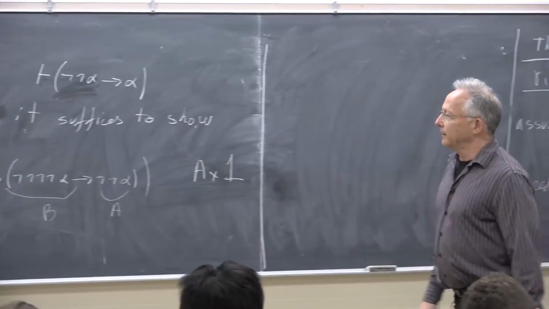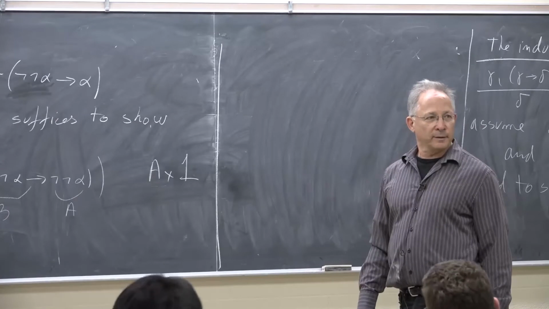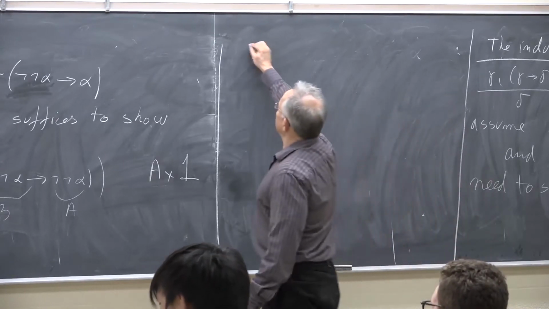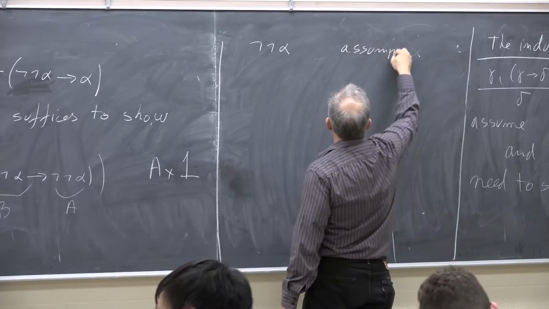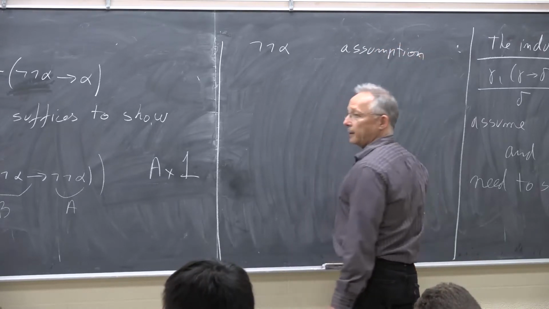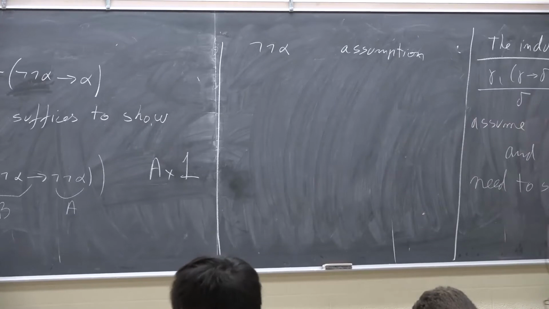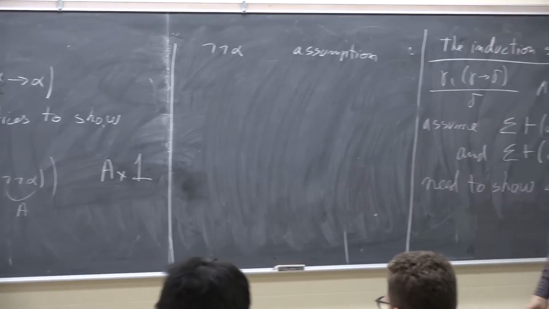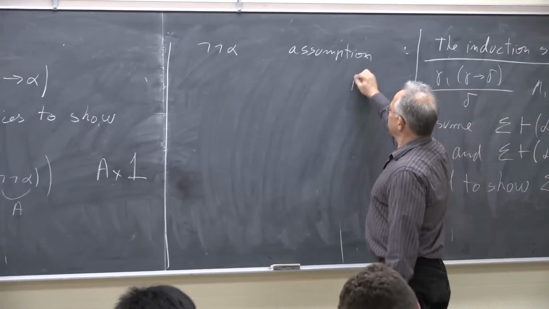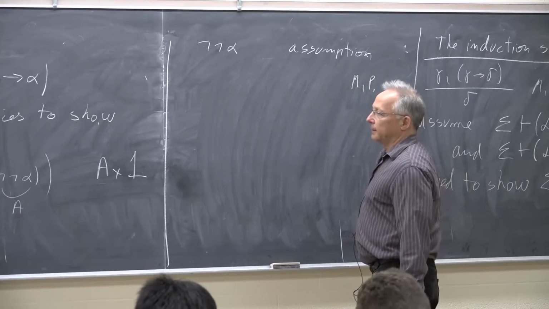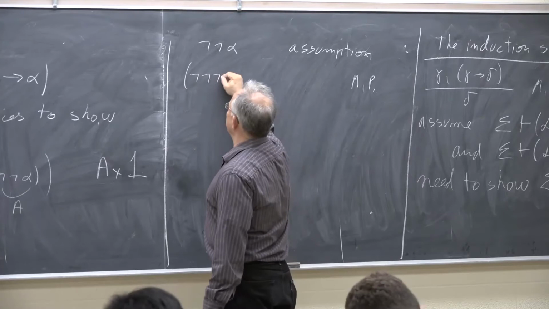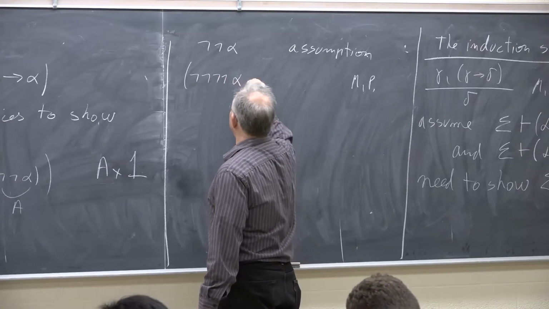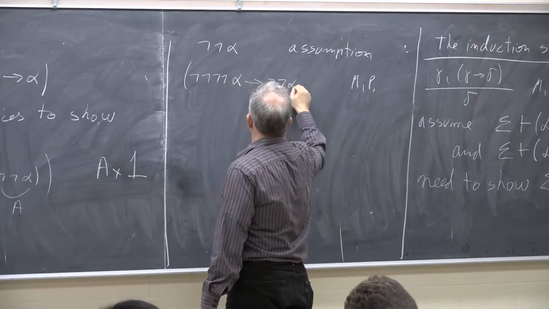Now, what can I do with my assumption? I will write not alpha. This is an assumption. And what can I do now? I can do modus ponens. I can apply modus ponens. And I got to 1, 2, 3, 4, 5, 4. Alpha implies 1, 2 alpha.